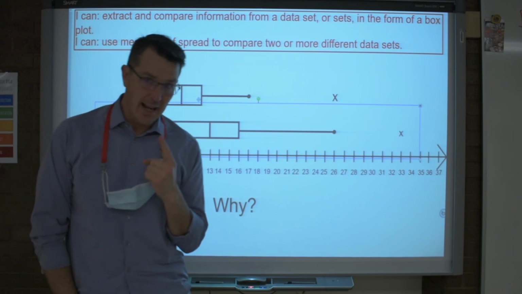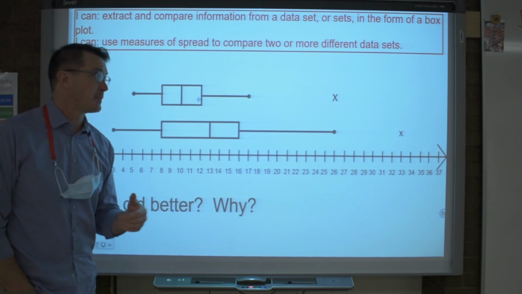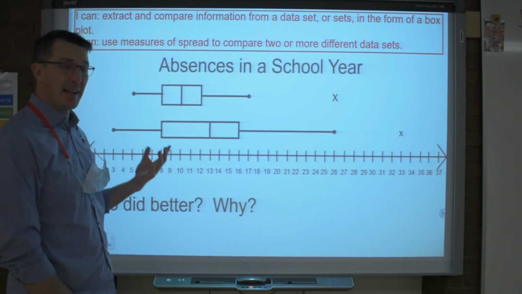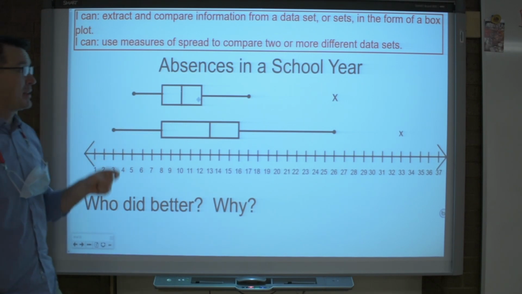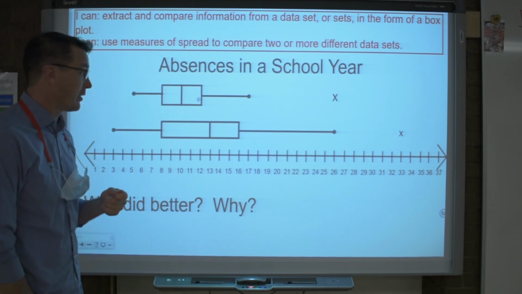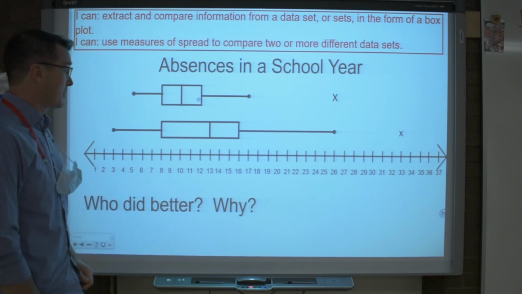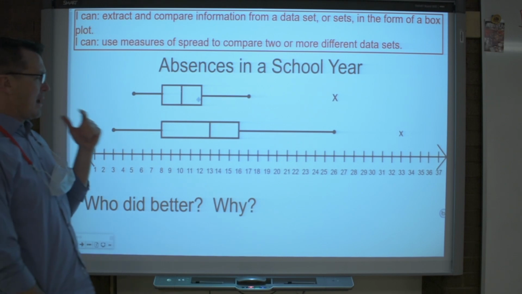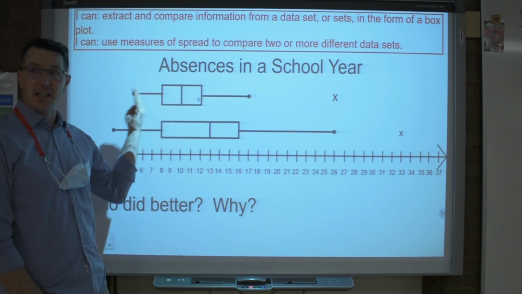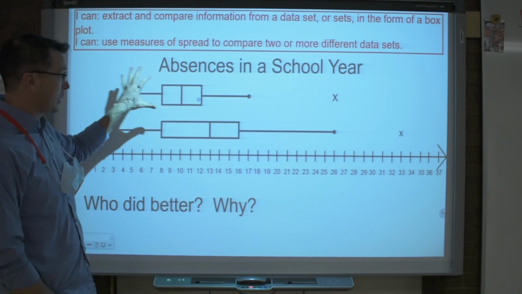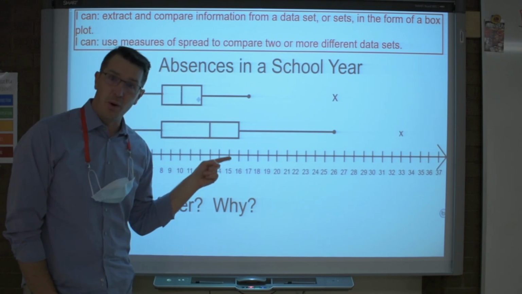But the thing is that we didn't ask the question, what are we talking about? And this is where things become important, because when I look at this and say, wait a second, the title of this comparing data is absences in a school year. You're like, wait a second, is absences a good thing? No, absences is a bad thing. So if absences is a bad thing, I actually want the class that had less absences. And if you look at the top one now, you say, oh, I see. The top one actually did better.